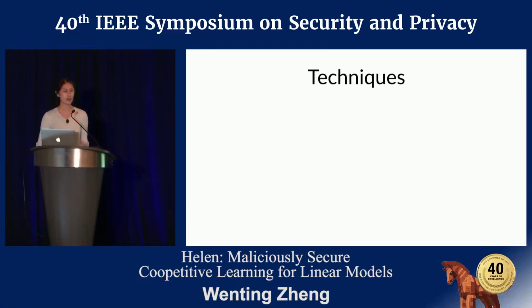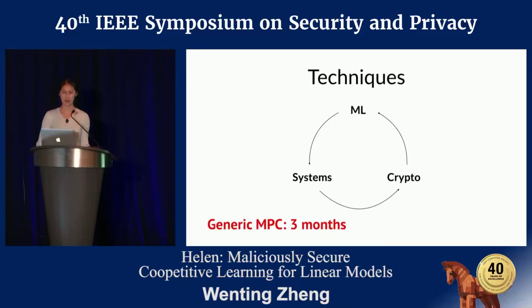And as it turns out, trying to improve performance under such a strong threat model is a pretty difficult problem. So for Helen, we really had to leverage techniques from 3 different areas: machine learning, systems, as well as cryptography for our solution. And actually, we found that with our insights, we're able to reduce the estimated 3 months to under 3 hours of training the same model in Helen. Okay, so now I'm going to quickly give you an overview of our techniques from these 3 areas.